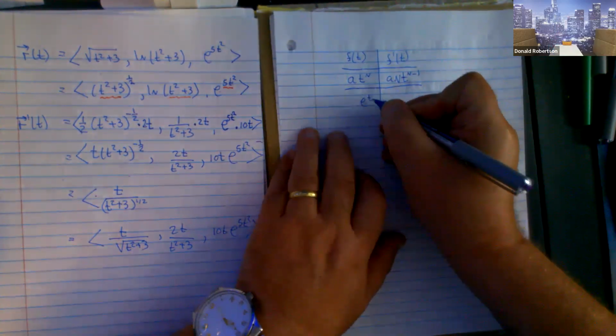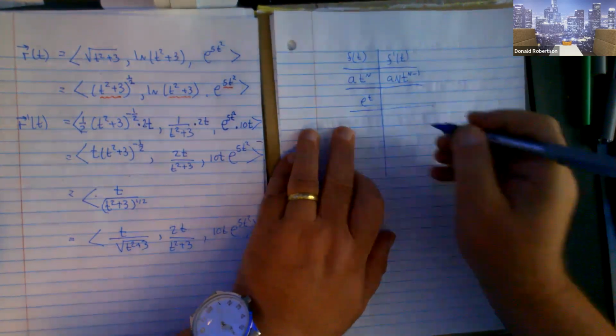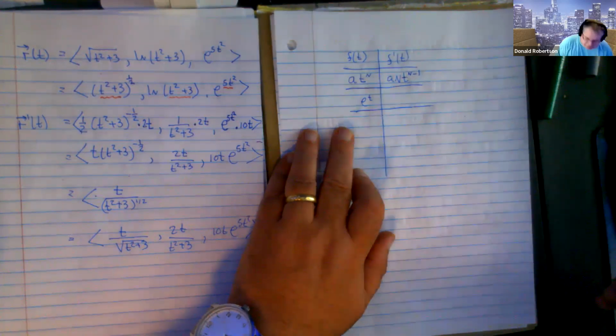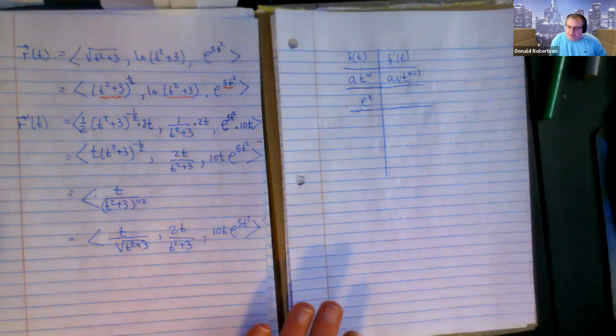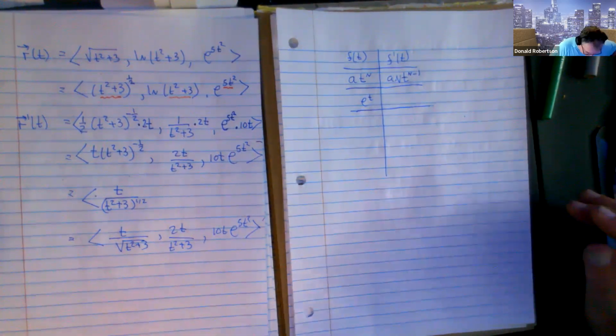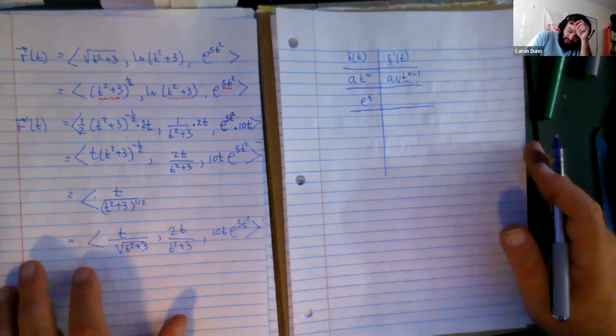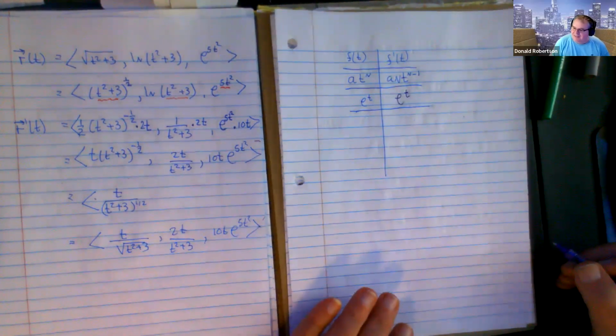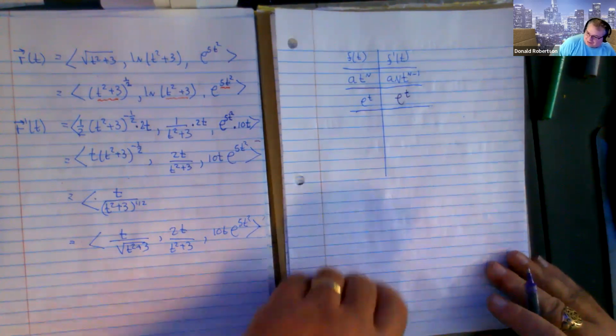My favorite function in the world to differentiate, because it's the one I don't have any problems remembering. What is the derivative of e to the t? E to the t. Isn't that probably the easiest one to remember, right? There's nothing much going on there.